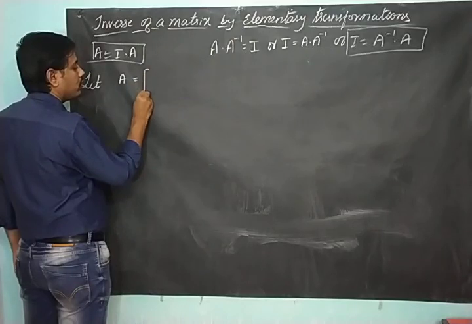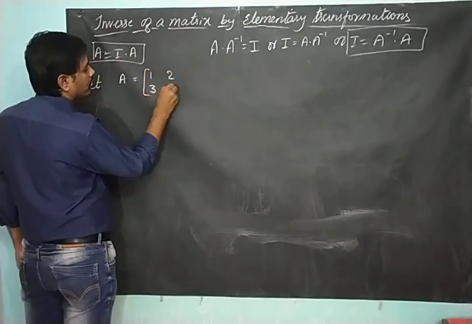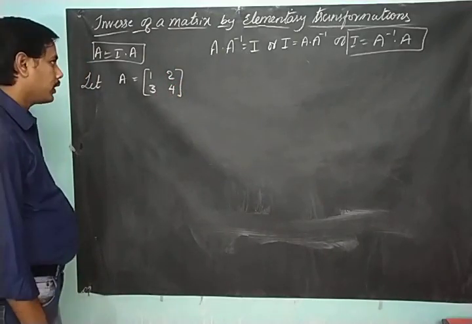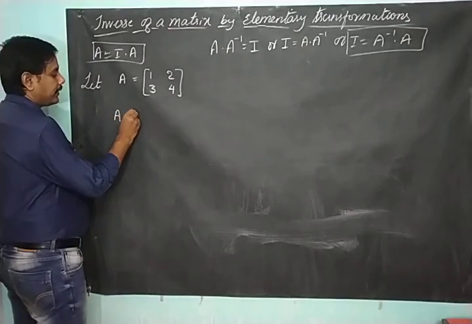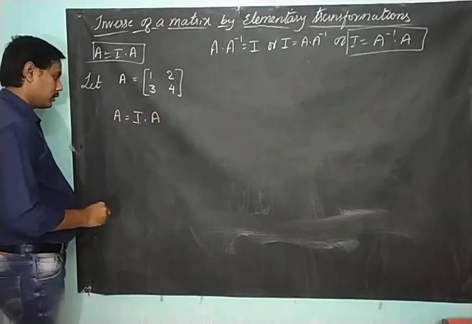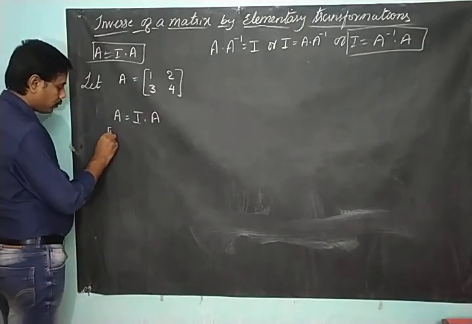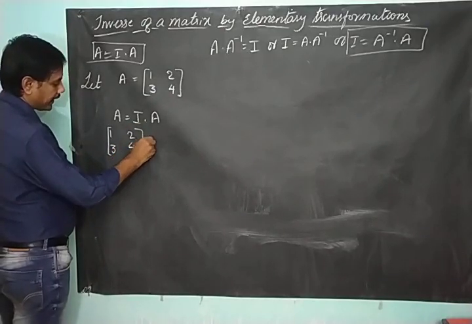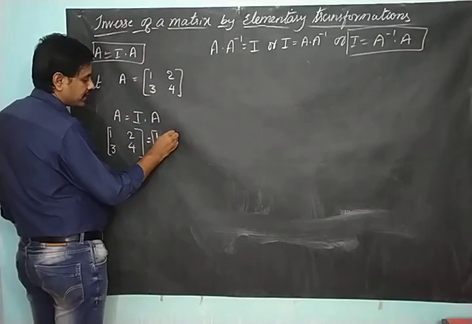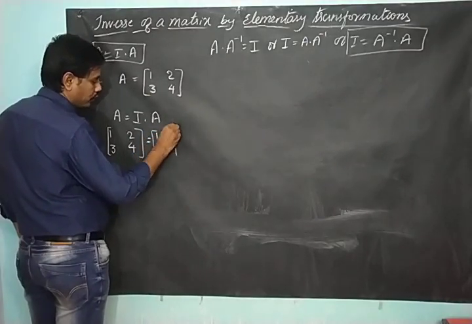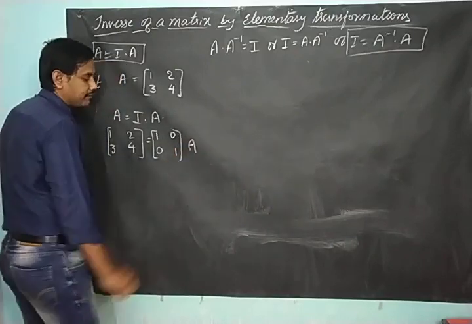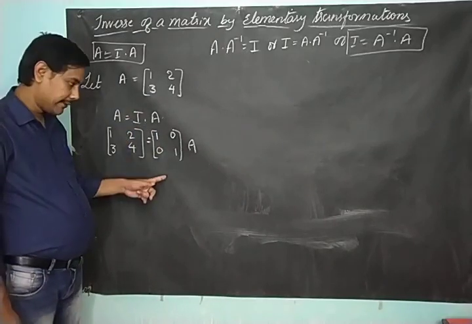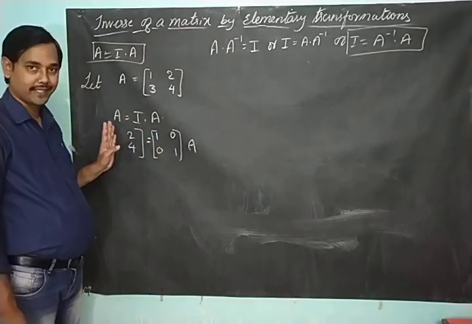let A be equal to [1, 2; 3, 4]. We know that A is equal to I into A. So I can write [1, 2; 3, 4] as equal to, what is I? [1, 0; 0, 1], and keep this A as it is. We should not substitute the value of A on the RHS. On the LHS we should substitute the value of A, and the I value on the RHS we should substitute, and keep A as it is.